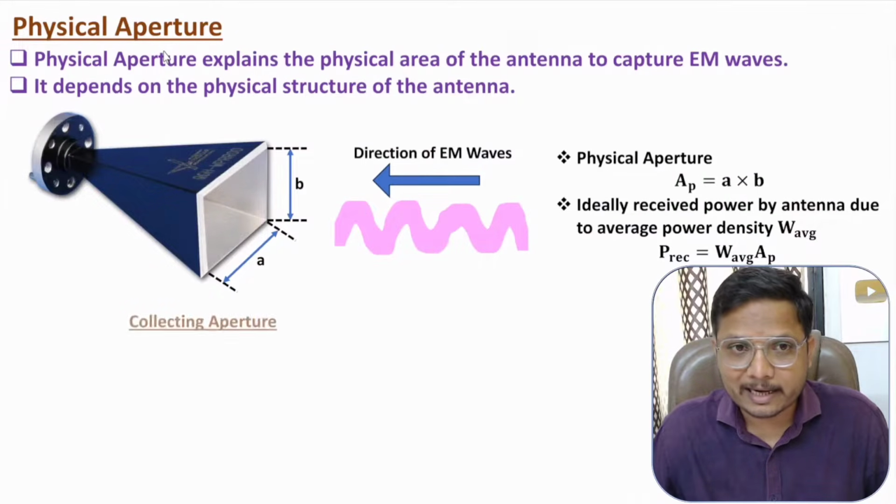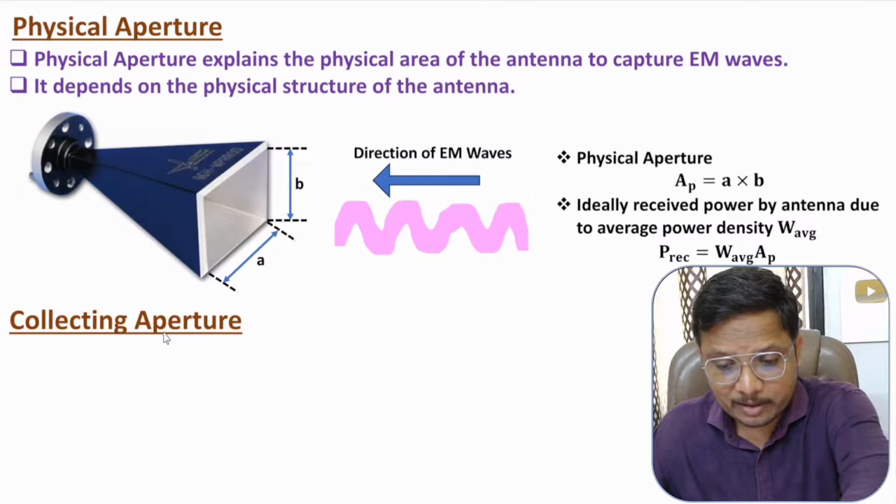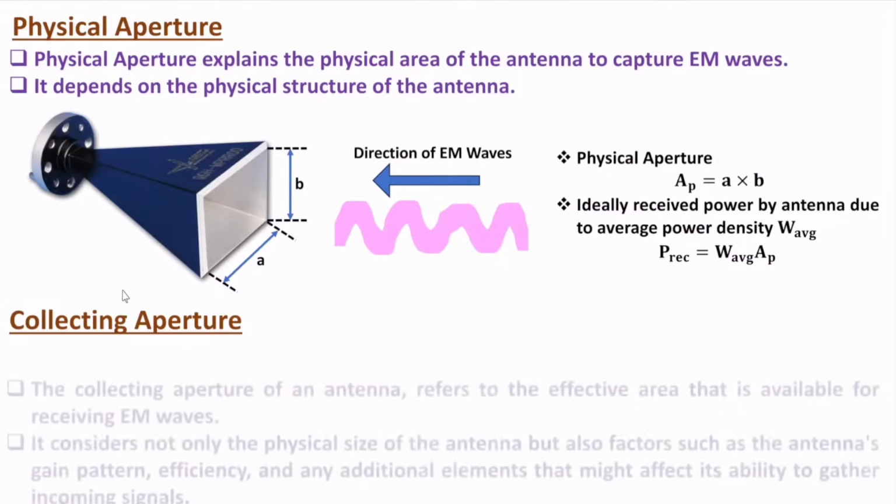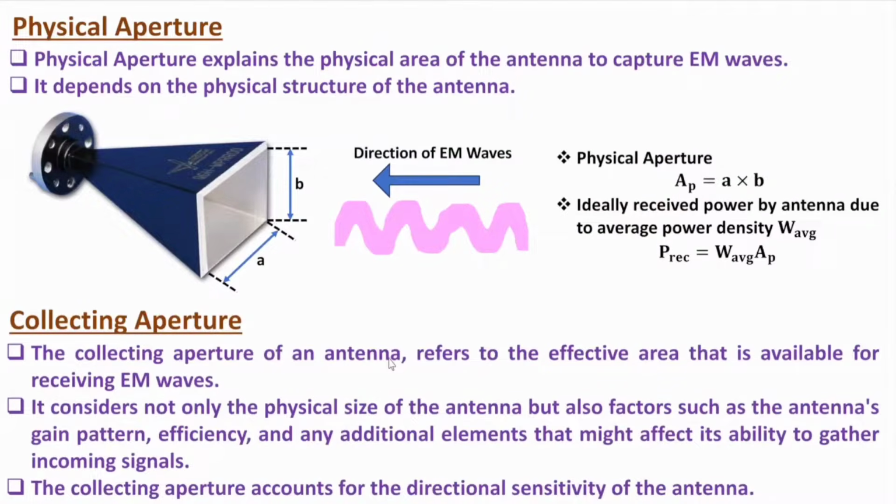Now I'll explain the second category, that is collecting aperture. Here you need to first understand the difference between collecting aperture and physical aperture. See, the collecting aperture of an antenna refers to the effective area that is available for receiving EM waves. But in this, we are not only talking about physical size, we also factor in some antenna parameters like gain pattern, efficiency, and any additional elements that might affect its ability to gather incoming signals.